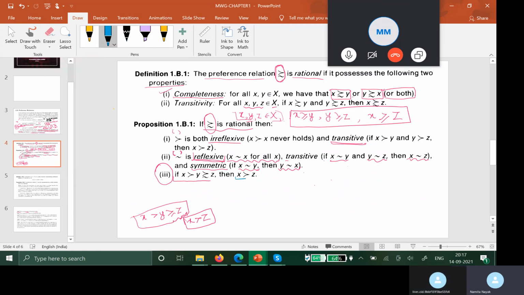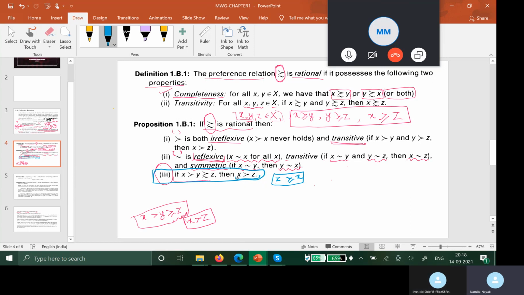They're telling us to prove this one: X is strictly preferred to z. Correct. So let's go the opposite way. Suppose g is at least as good as x. This part we are assuming, and this part we have to prove. The question is to prove this part. So we are going to prove it.